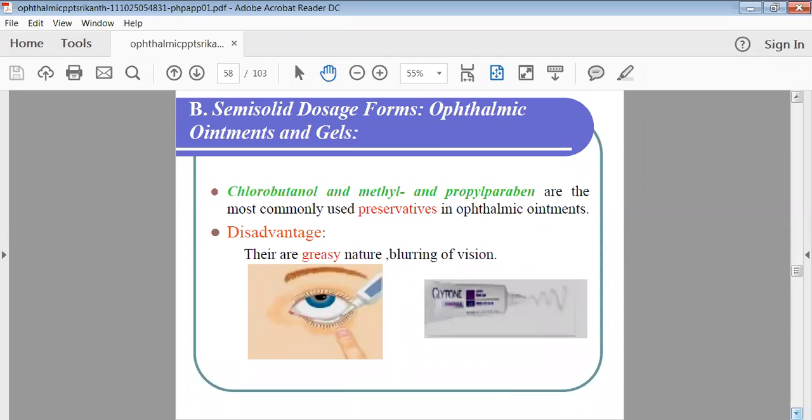Generally, chlorobutanol and methyl and propyl paraben are most probably used as preservatives. These paraben derivatives are most probably used for all kinds of ophthalmic preparations. The disadvantage of ointments and gels is that they are quite greasy in nature, and they can cause blurred vision when they are applied.